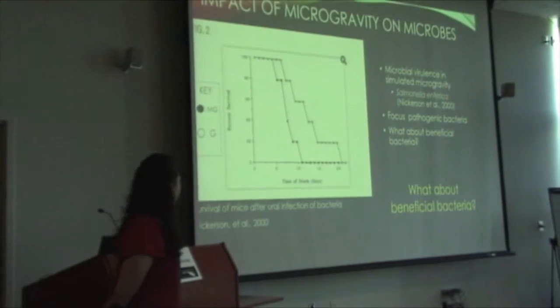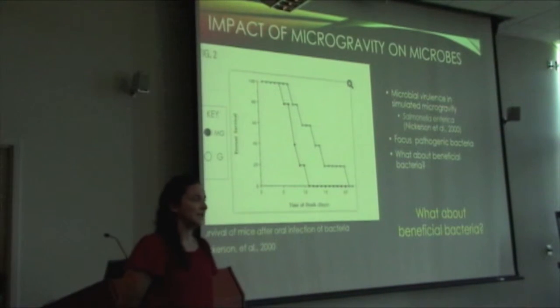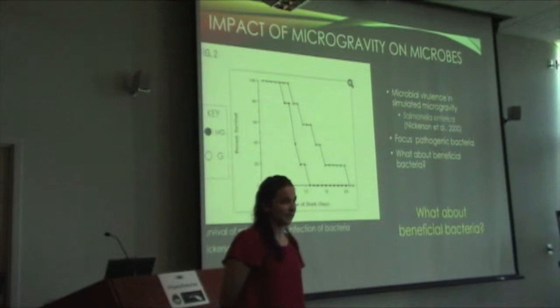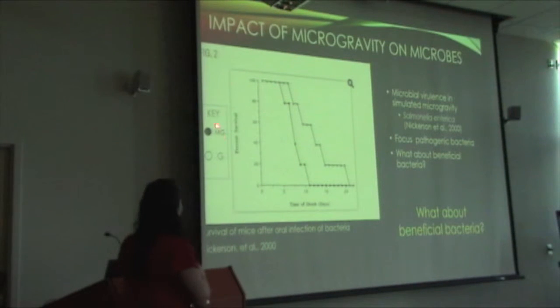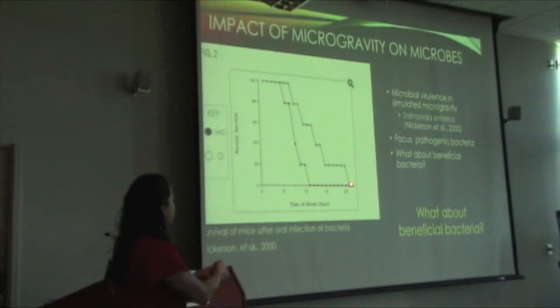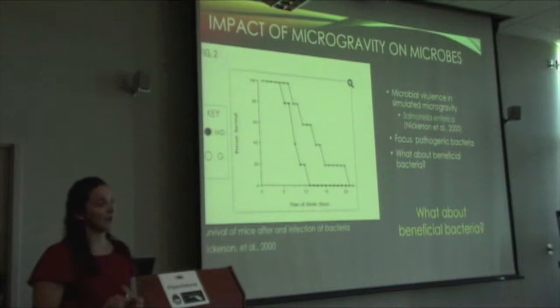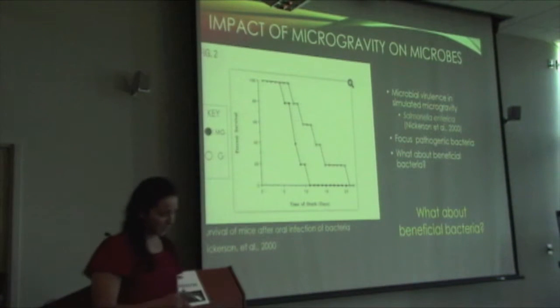There's been a study by Dr. Nickerson, and it talked about salmonella. What they did is cultured salmonella under different gravity conditions, then they took that cultured salmonella and infected mice. As you can see from the graph, here we have microgravity, and the x-axis is the time of death. As you can see, the mice died much faster from the microgravity-affected salmonella.